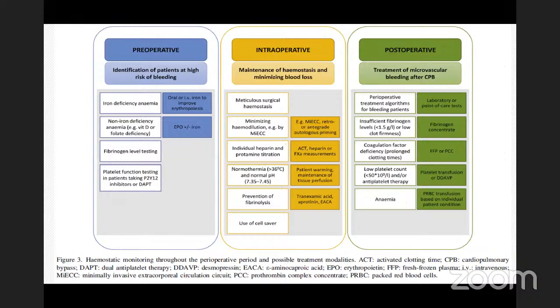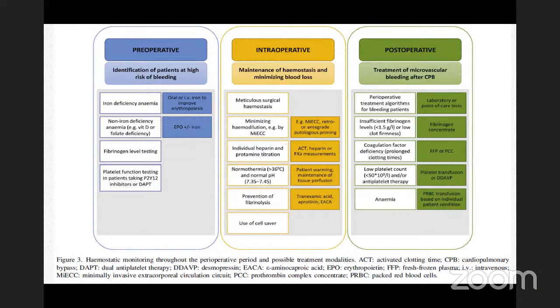So, as a summary for the pre-, intra-, and post-operative algorithm for patients who need blood transfusion: in the pre-operative stage, identification of patients at high risk of bleeding is important. For example, patients who have iron deficiency anemia, which is commonly found in patients with cardiac surgery, you will give oral or IV iron to improve the erythropoiesis. Non-iron deficiency anemia, for example vitamin D or folate deficiency, you will give EPO plus or minus iron. Fibrinogen level testing and platelet function testing are all important pre-operatively.